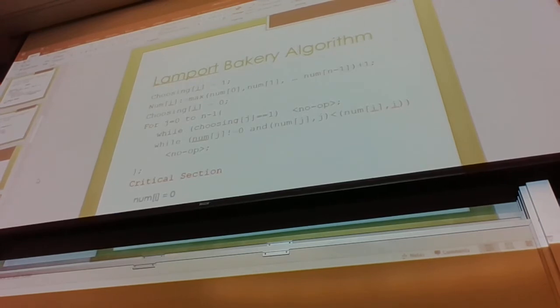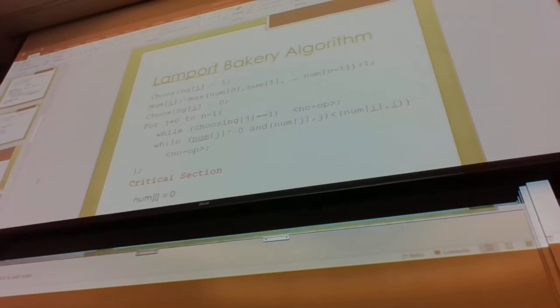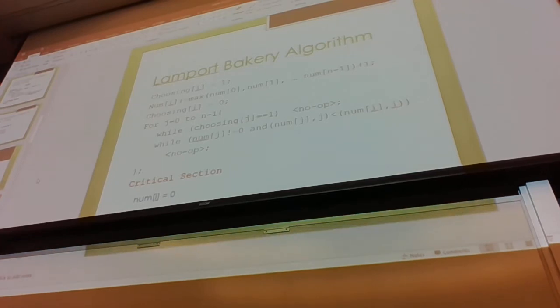So last time we talked about one criteria. Let's revisit that criteria. So we said that there is something called num I, and this num I has n elements. So n because there are n processes. N is the number of processes. So there are n processes.